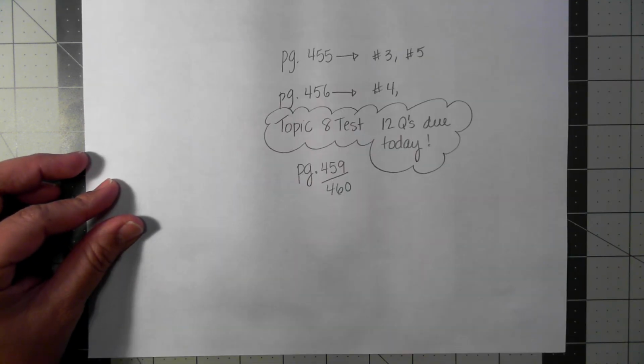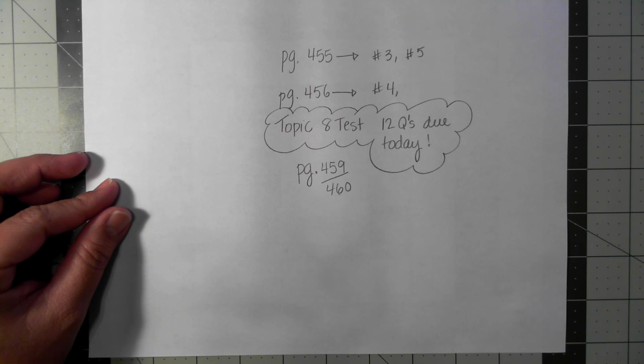This is the last. On page 455 and 456, which is the end of the topic, you're going to only do number 3 and 5 on page 455. In page 456, you will only do number 4. Then you will also tear out this one single page, 459, 460, which is the topic A test, and you will finish that. It's only 12 questions and it's due today. Not a whole lot of work because you already know how to do the division problems, okay?